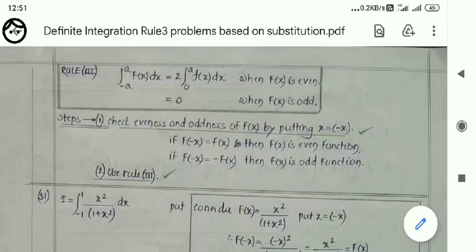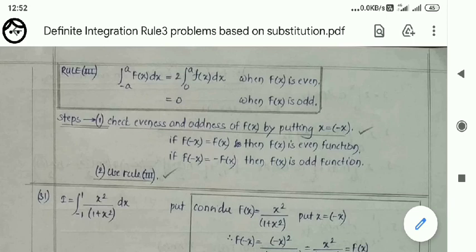So what you need to do is check the function f of x, what kind of function it is. If it's an even function, then the rule is different, and if it's an odd function, the answer of this particular integration is directly 0. First of all, you should revise how to identify whether the function is even or odd. Just put minus x in place of x.